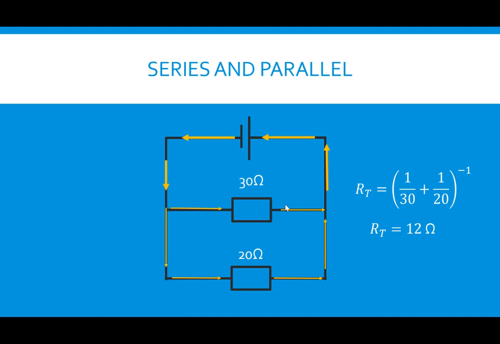So hopefully this has cleared up how to work with series and parallel resistors and find the total resistance. I'd strongly recommend you use the formula to the -1. I find it a lot quicker, and you can type it straight in your calculator.